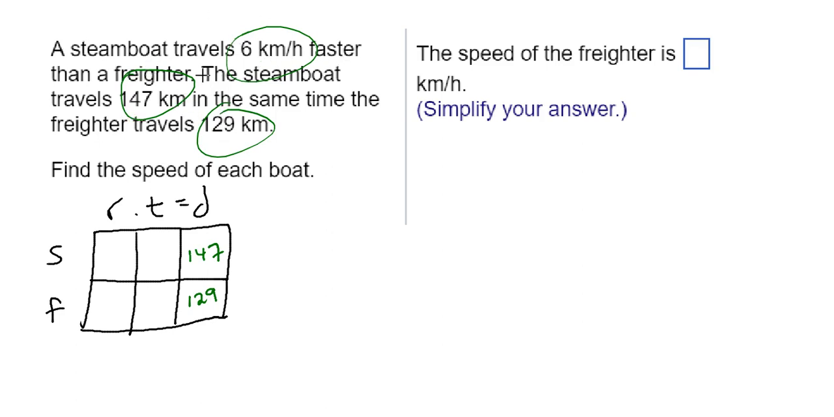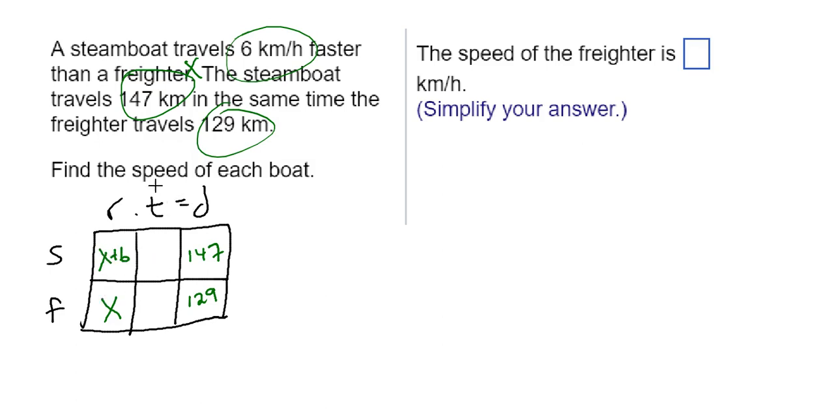So we need to use variables here. The one we know the least about is the freighter speed, so I'll call that x. So I'll put x here for the speed of the freighter. The steamboat is 6 faster than that. So whatever the speed of the freighter is, the steamboat's going to go 6 kilometers per hour faster than that. So the steamboat speed will be x plus 6.